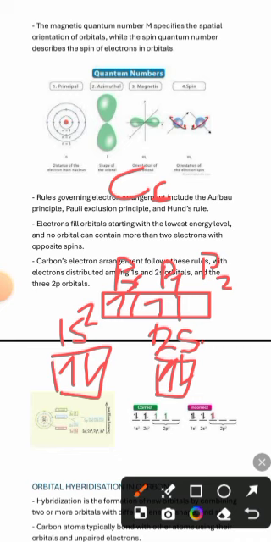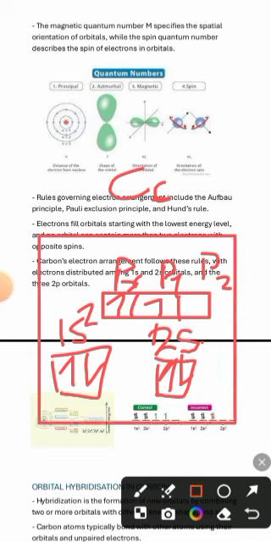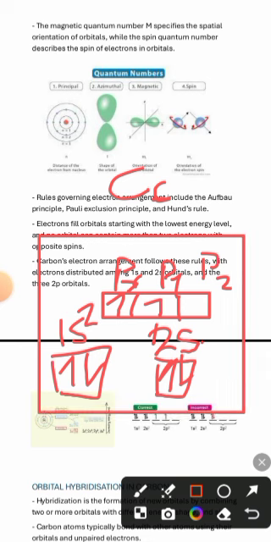If there were another electron, like in nitrogen, it would have filled here first before we start pairing. But for carbon, this is the electronic configuration of carbon. I may not have written it well, but just take note of this.